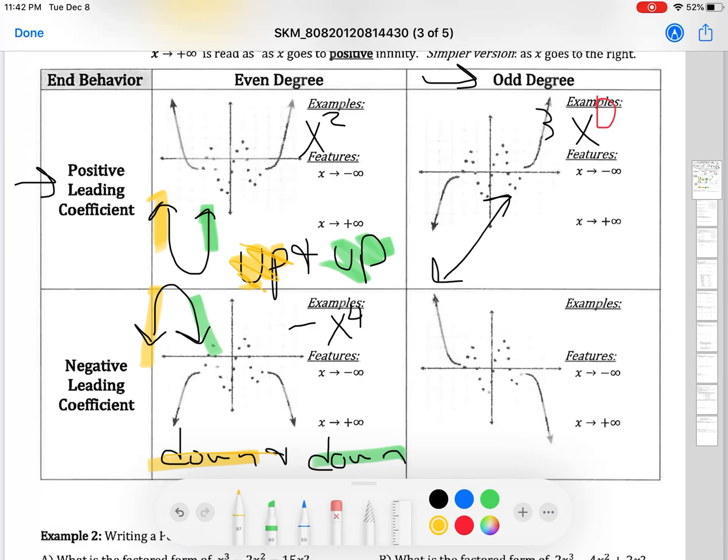Notice on the far left, it goes down, and on the far right, it goes up. What we call that here is a down and up.